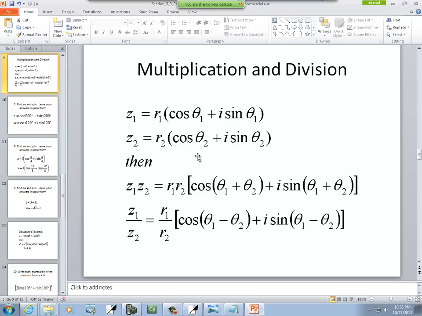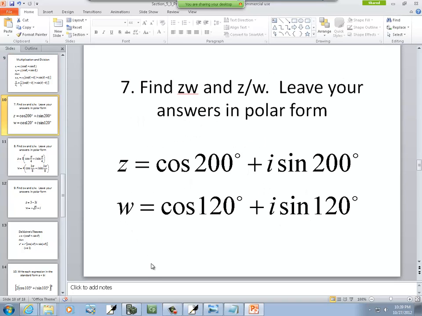That's all that's saying. Then, if we multiply them, take z sub 1 times z sub 2, we multiply the r's, and we add the angles, as you see here. So you got cosine of the angles added plus i sine of the angles added. For division, we divide the r's, and then we subtract the angles. So it's very easy. Of course, the key is that it does have to be in polar form to use these formulas. So let's take a look at this first one.